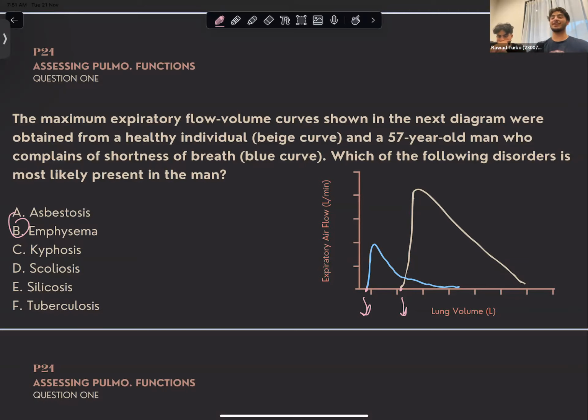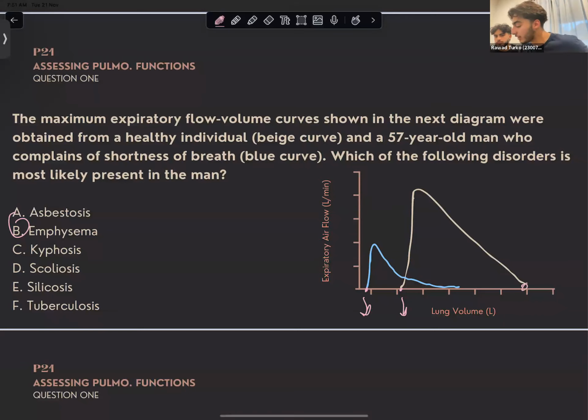We'll talk about restrictive in a second. But obstructive immediately would increase your total lung capacity. So if you see a curve that starts further up than your normal healthy individual, 99.9% of the time it's going to be an obstructive disease. And what else does it do to your residual volume? It makes exhaling harder. That is true. So what happens to your residual volume if you have trouble exhaling? It will increase your residual volume too.